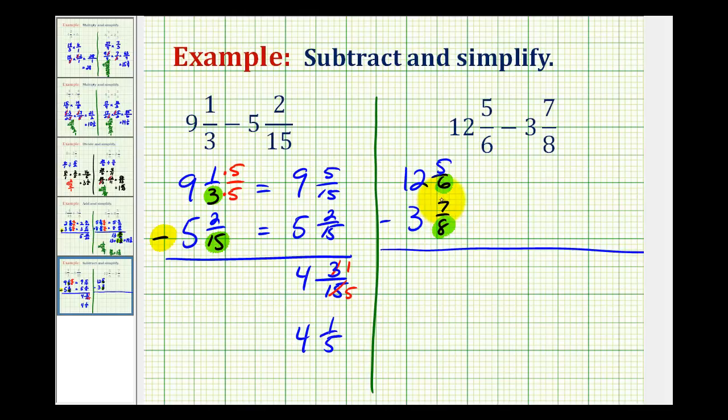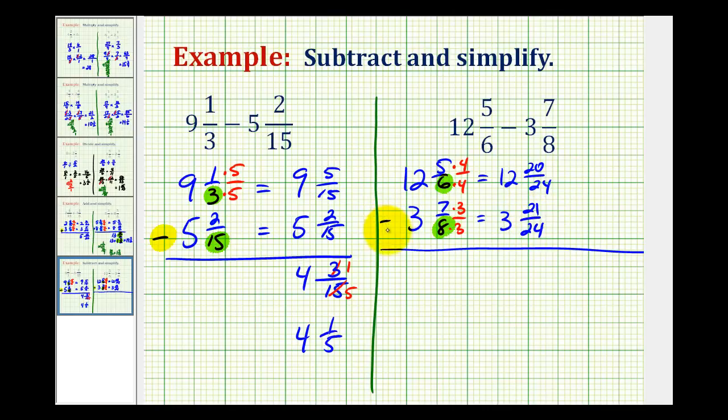Next, we'll determine the least common denominator, which will be the least common multiple of 6 and 8. Well, we could multiply 6 and 8 and use 48 as our common denominator, but 24 would be the least common denominator. So we'd have to multiply 6 by 4 to get 24, so we'll do the same in the numerator. We have to multiply 8 by 3 to get 24, so we'll do the same in the numerator. So now we're going to have 12 20/24. And here we'll have 3 21/24.